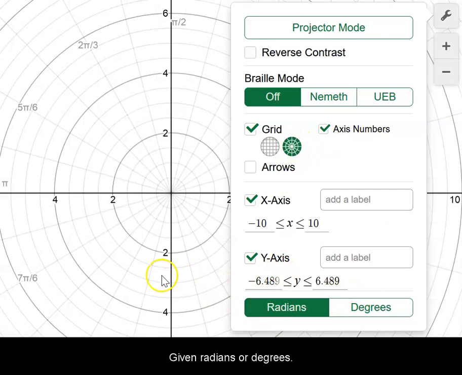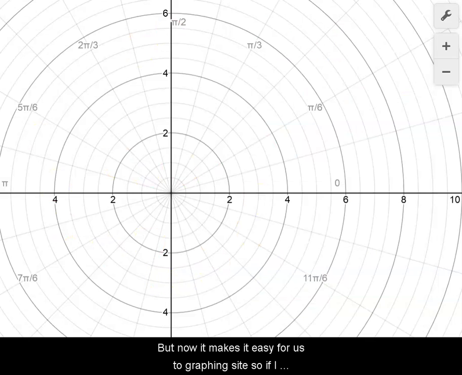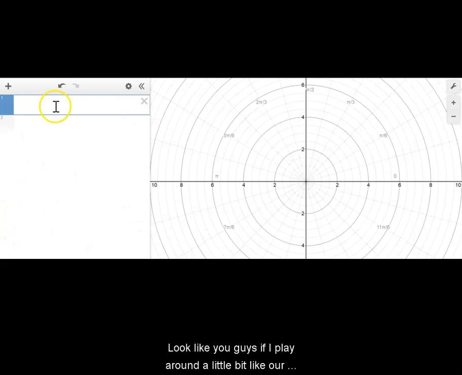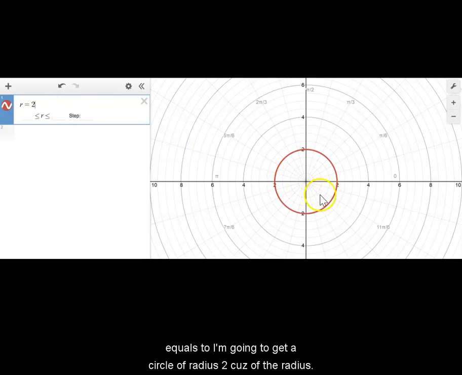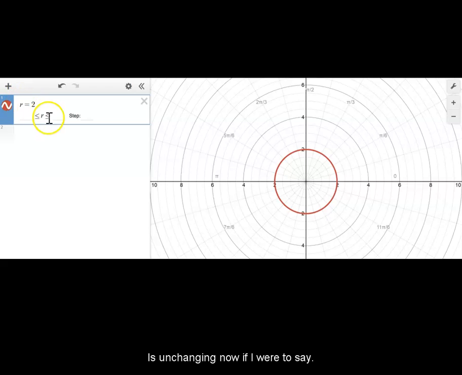You can keep it in radians or degrees, but now it makes it easy for us to graph things, right? So if I wanted to do a circle, let's go ahead and extend this out a little bit. If I play around with this a little bit, like r equals 2, I'm going to get a circle of radius 2 because the radius is unchanging.